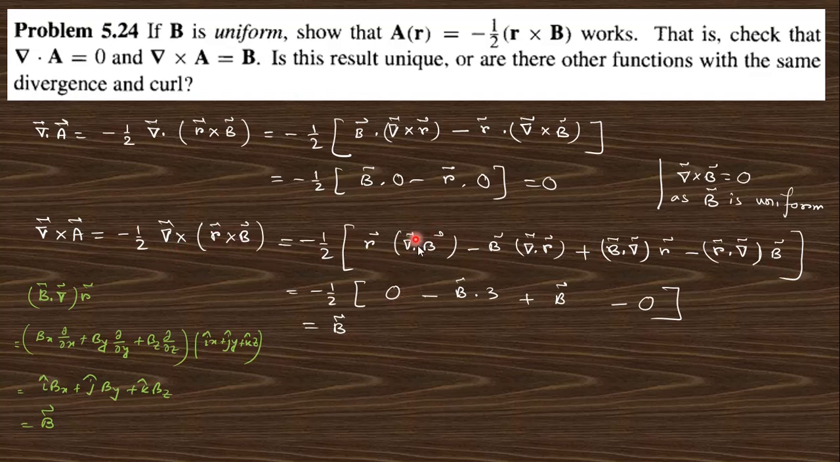Divergence B is 0 because B is uniform. Divergence R is 3. Divergence of this was evaluated here. B dot divergence: this is Bx, the x component of magnetic field, Lx. This is the y component of magnetic field, Ly. This is Bz, the z component of magnetic field, Lz, and vector I represents it here.